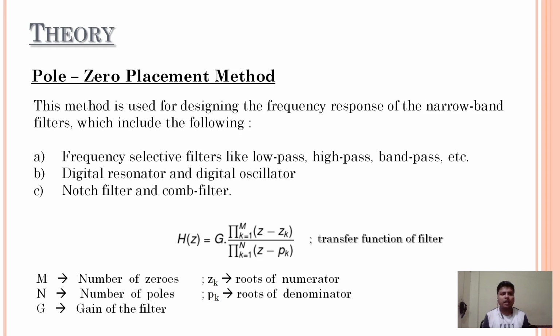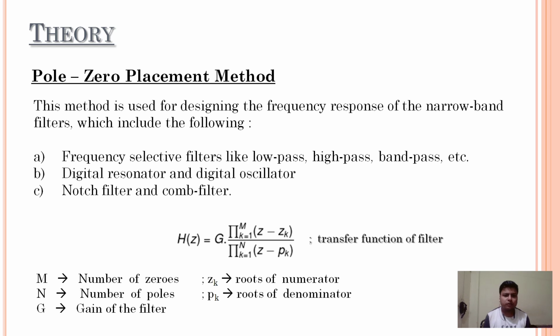So what is exactly the pole zero placement method? This method is used for the purpose of designing the frequency response of a narrow band filter. And the basic categories of filters are as follows: frequency selective filters such as low pass filter, high pass filter, band pass filter, band stop filter, etc., digital oscillator, and finally notch filter and comb filter.